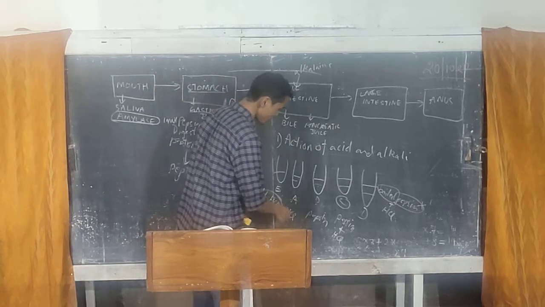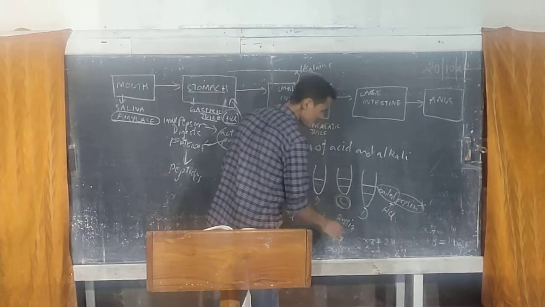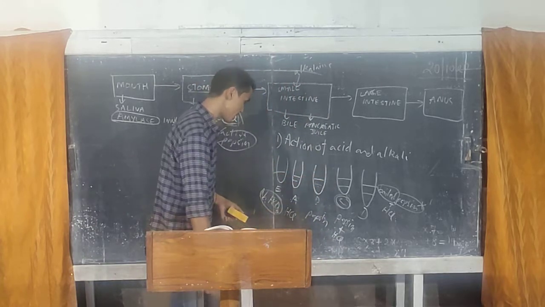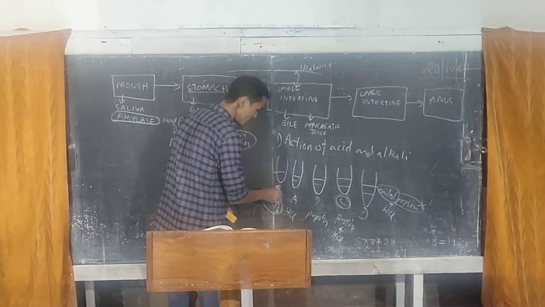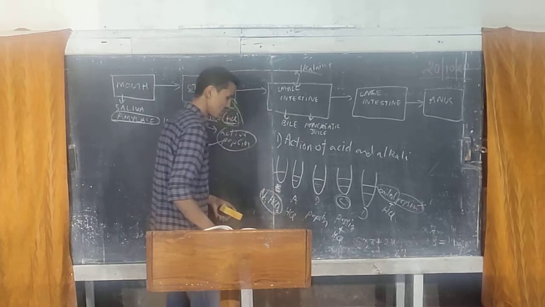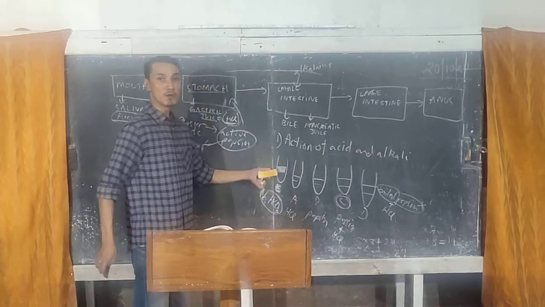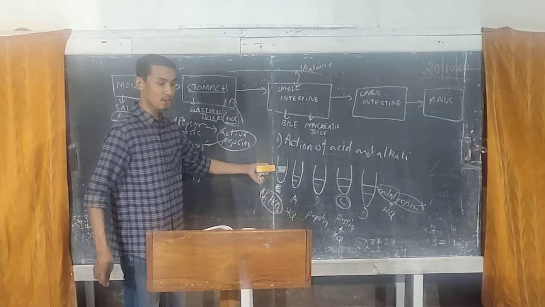Now what happens is only in C the cloudy white appearance disappears, that means the protein gets digested, but in test tube E the protein is not digested because alkaline does not convert pepsin into active form.